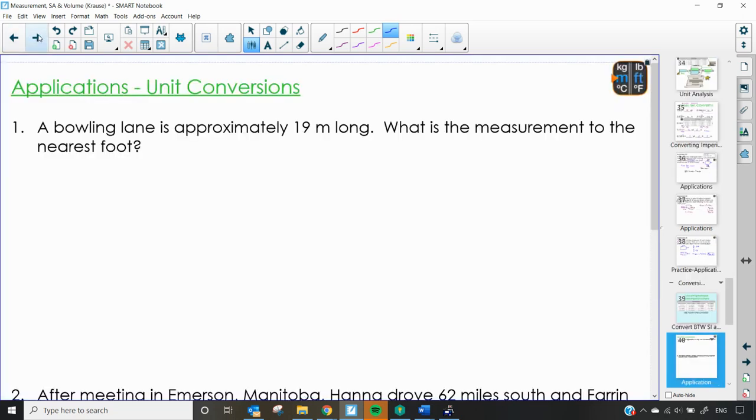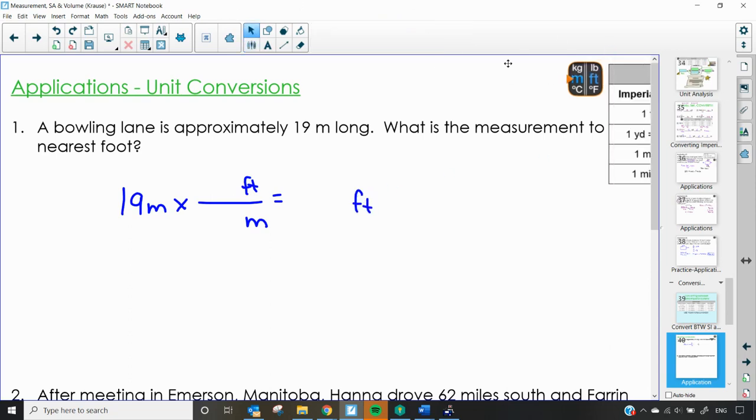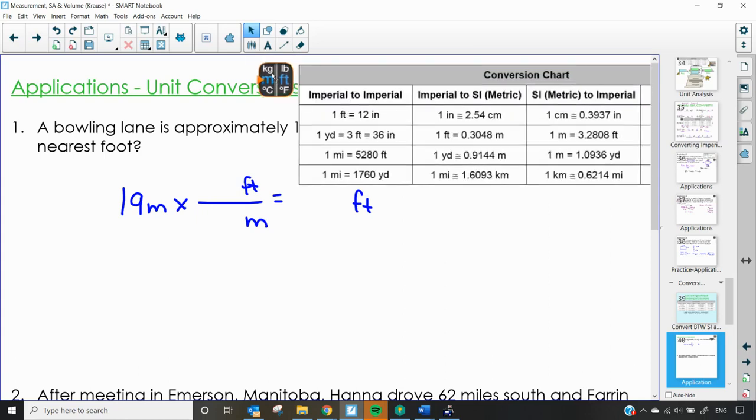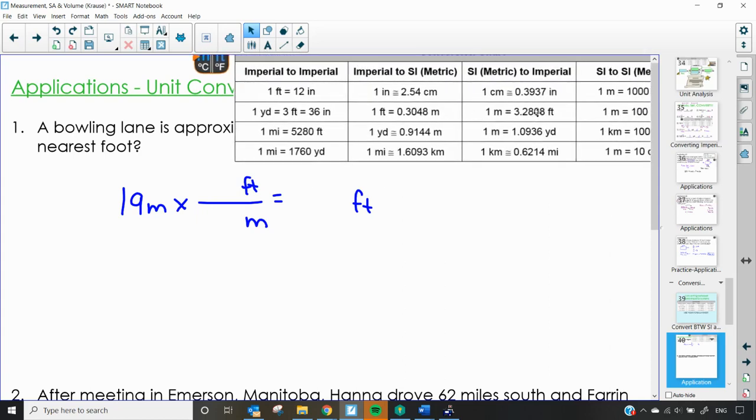All right, so we're going to look at some applications again here. First question, it says the bowling lane is approximately 19 meters long, and we're asked to find the measurement to the nearest foot. So using unit analysis, I have 19 meters, and I want to convert that to feet. So I multiply by meters on the bottom, feet on top, and I want to end with feet.